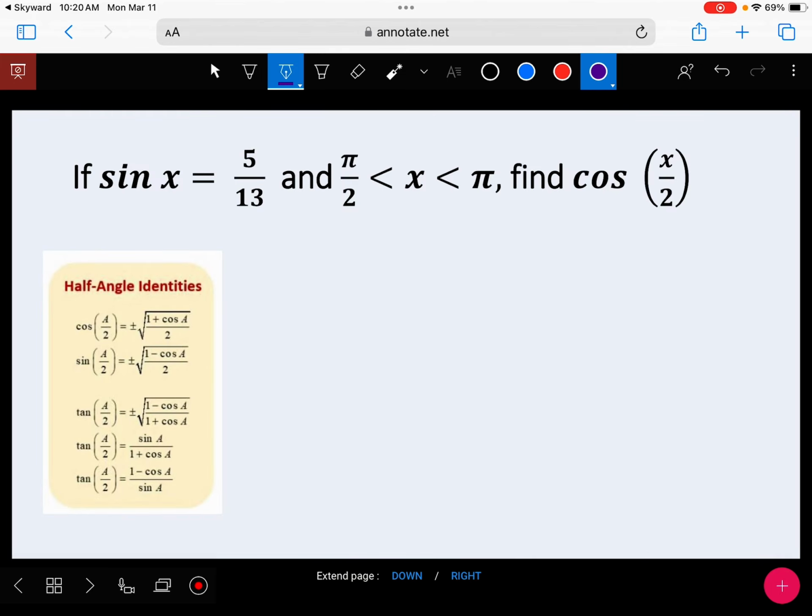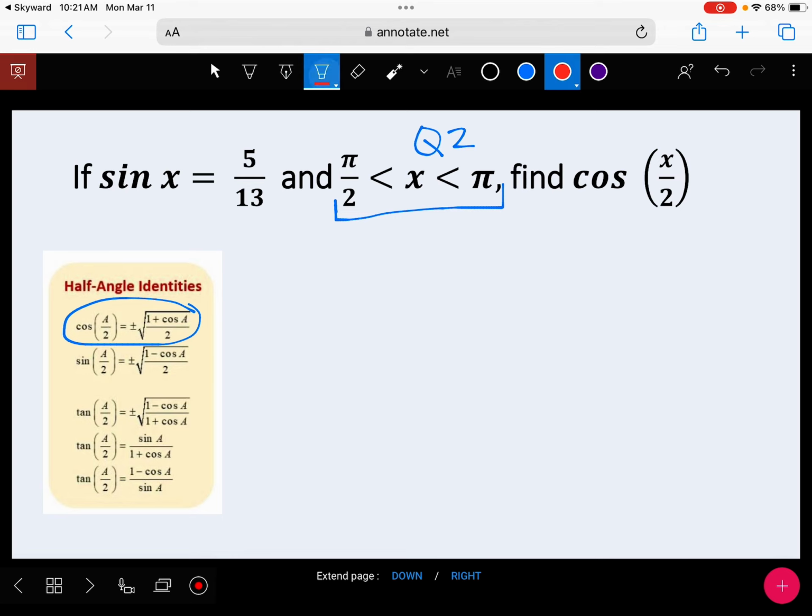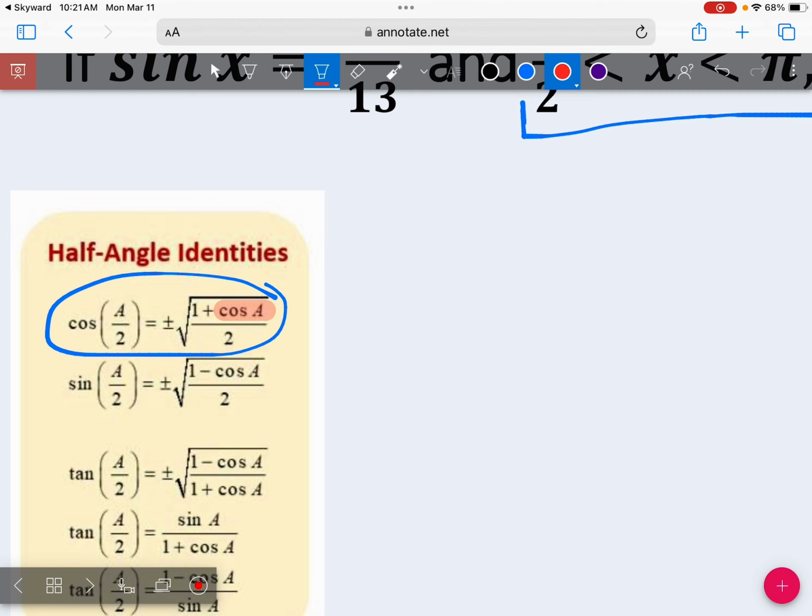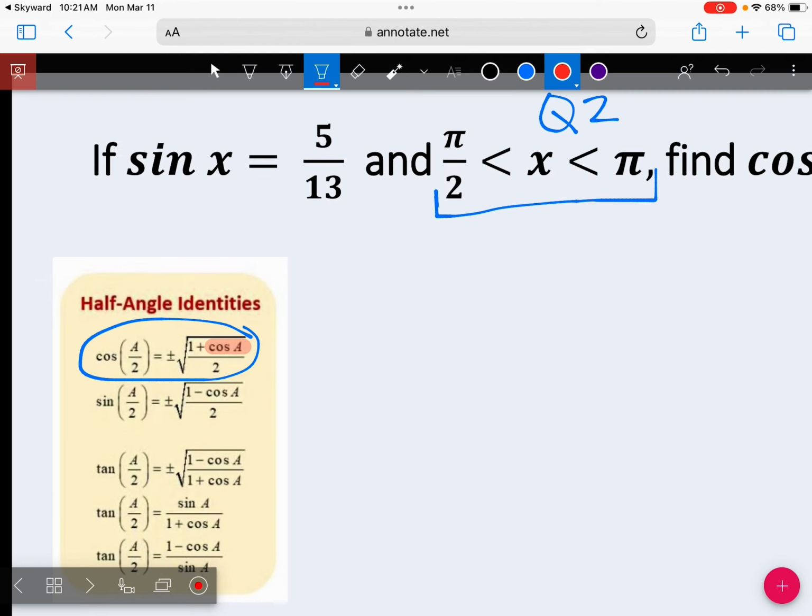So the next example, and again, you can always pause to copy down the question, is: if tangent of x equals 5 over 13, and we know that we're in between pi over 2 and pi, which again is quadrant 2, we need to find the cosine half angle. So the problem is I need to find cosine half angle, and in order to find cosine half angle, I need to know cosine. If we look at the identity, I need to know cosine. And they didn't tell me cosine, they told me sine.